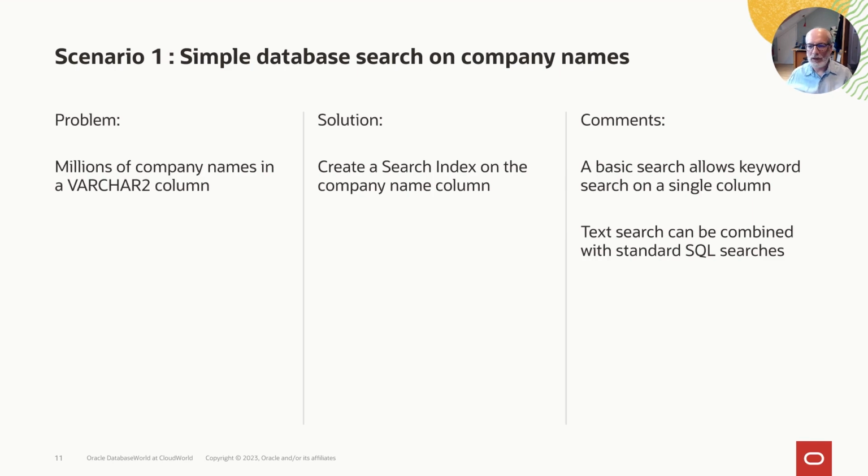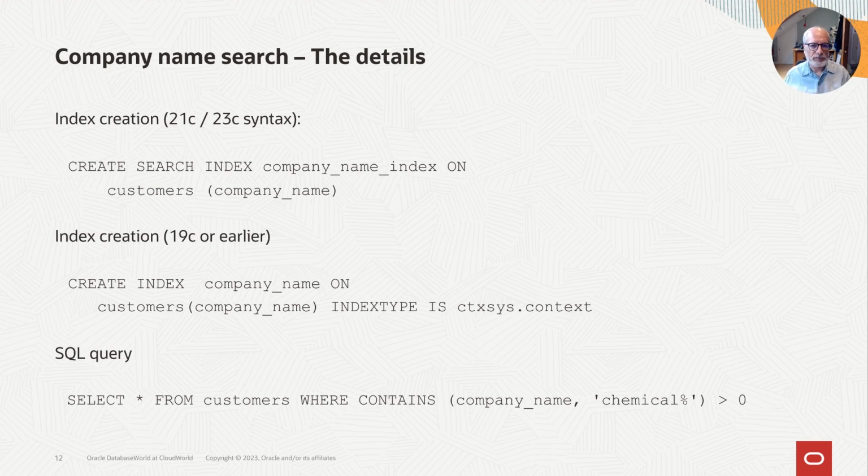And we can, of course, as we're going to be doing this through SQL, combine that with any other kind of SQL search. So let's have a look at the code to do that. Now in 21C and 23C, the syntax is extremely straightforward. You'd create an index just like you would normally, specifying the index name, the table name, and the column name. The only difference is that we add this search keyword in there. So we say create search index, and in this case, company name index, on our customers table, column, company name.